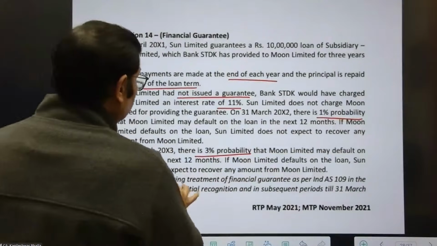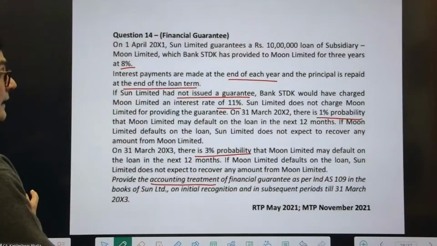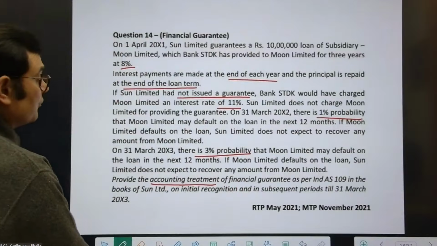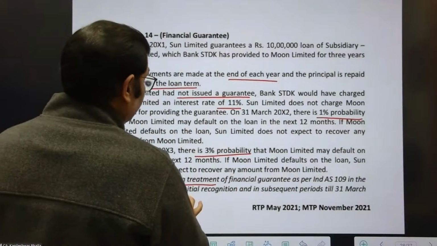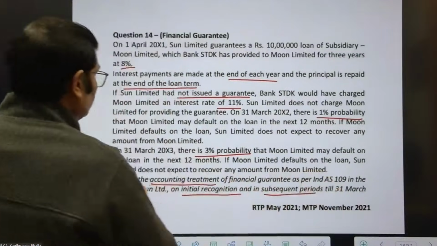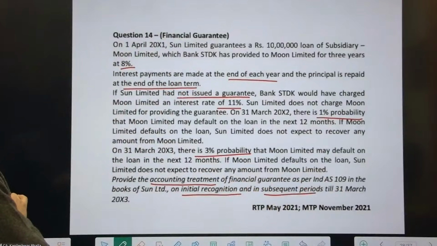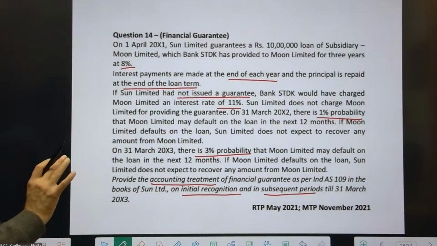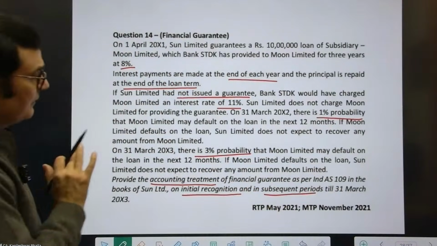Provide the accounting treatment of the financial guarantee as per Ind AS 109 in the books of Sun on the initial recognition and in the subsequent period ending 31st March X3. Right, so the facts are pretty straight and clear. Let's look at the accounting solution for question 14.